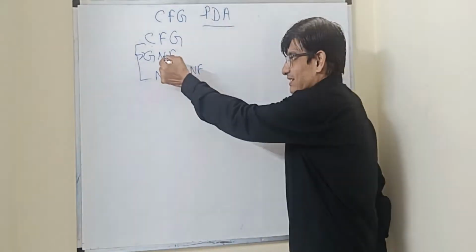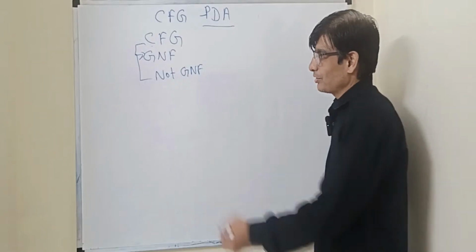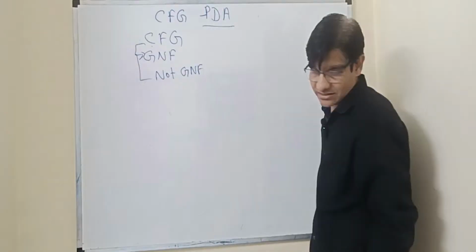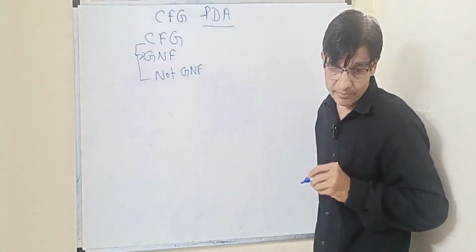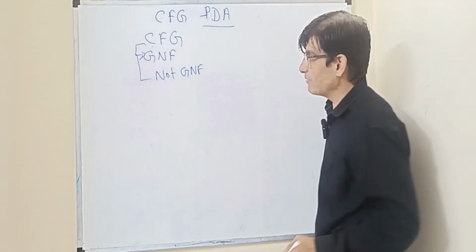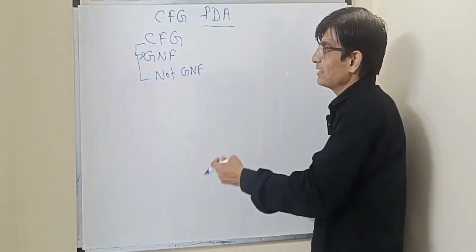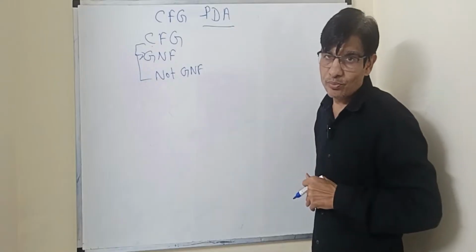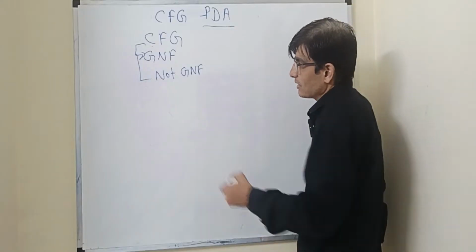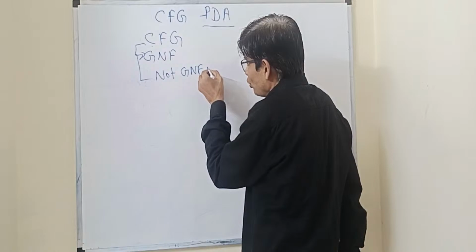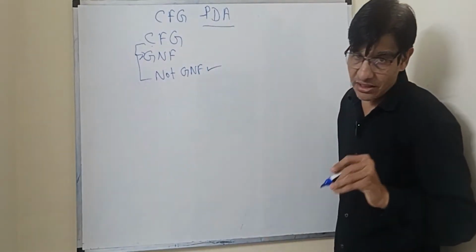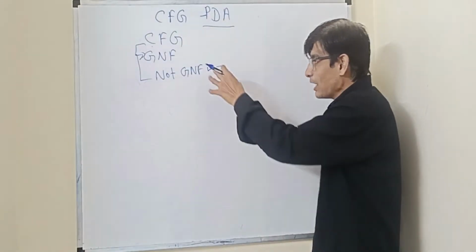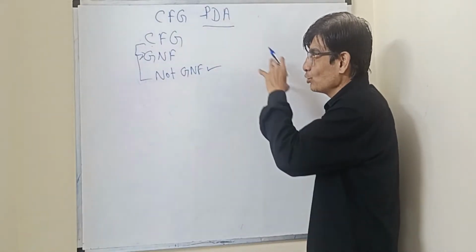Those are already in GNF or not in GNF. So for both categories, we will discuss and take one example for each type, and I will tell you how to convert that particular type of CFG into PDA. Now here we are considering first not in GNF. That means for any grammar which is not in GNF, we will discuss how to convert it into PDA.